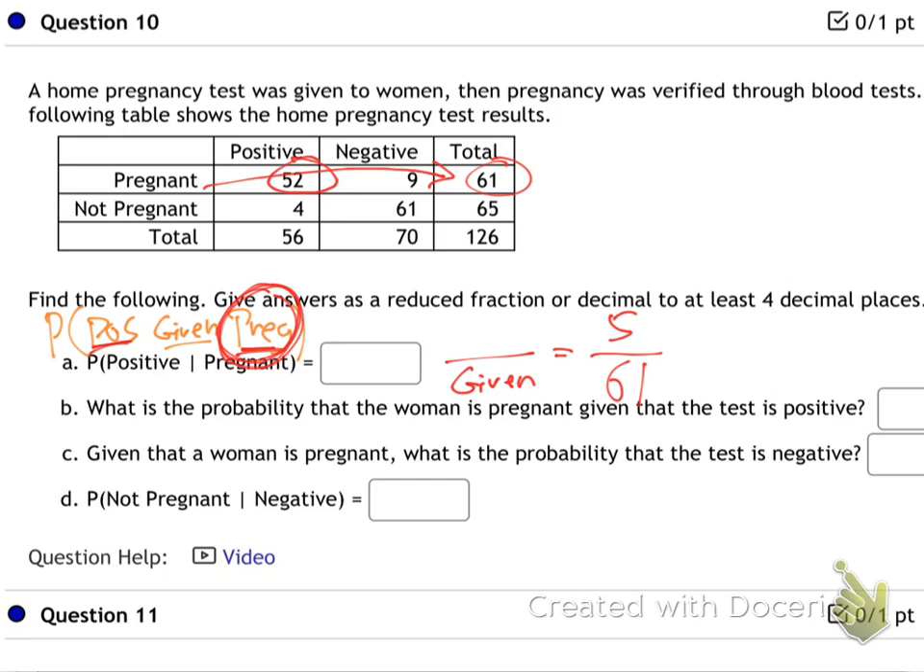52. 52 out of 61. I guess they want a decimal to 4 places. 52 out of 61.